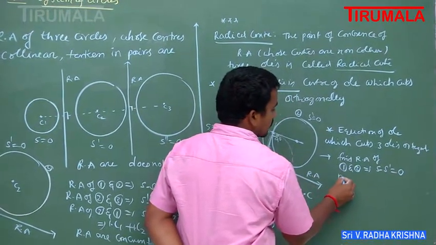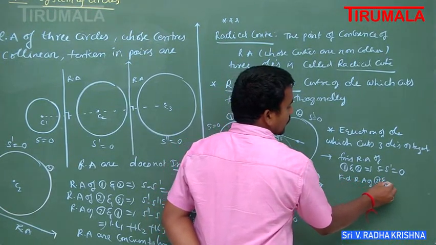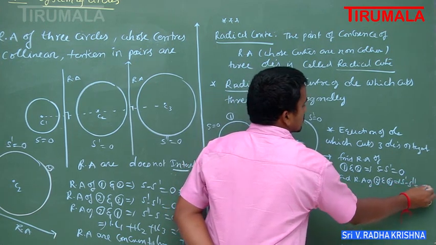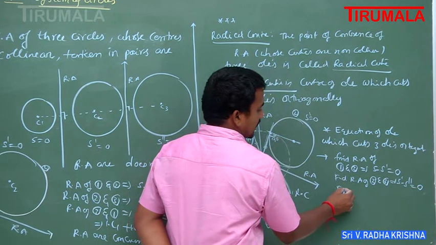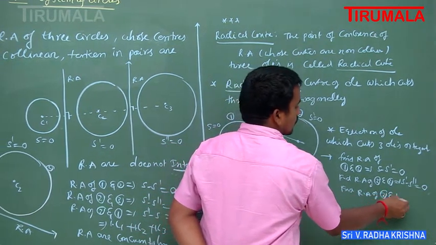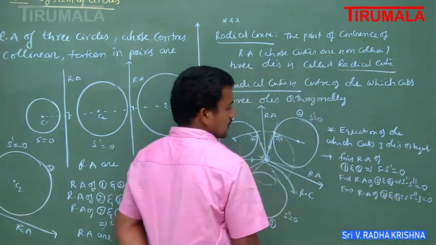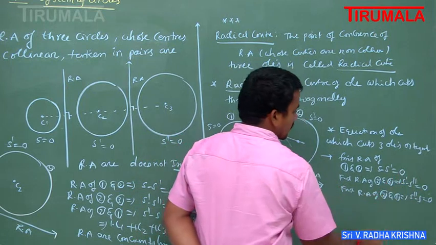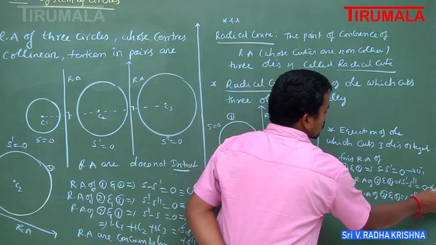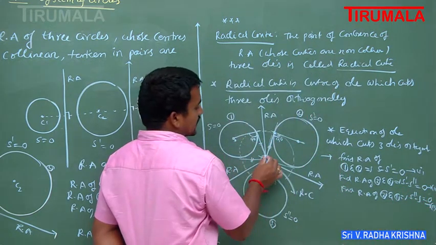Next, find the radical axis of 2 and 3. So that is S' minus S'' equal to 0. Find the radical axis of 3 and 1. We get S'' minus S equal to 0. So solving any two radical axes, we get the radical center.